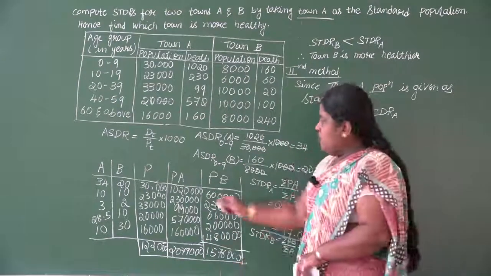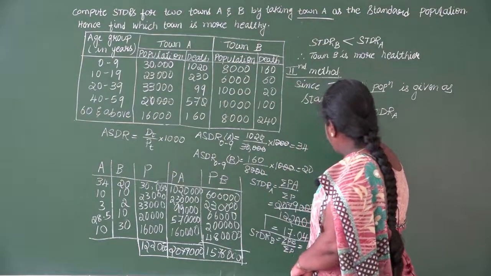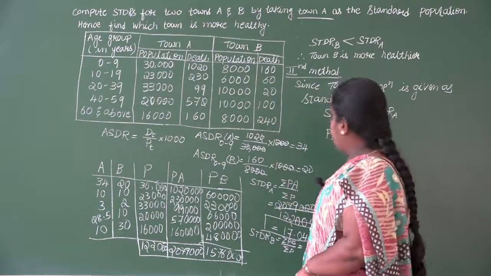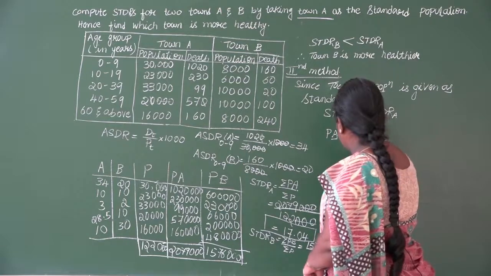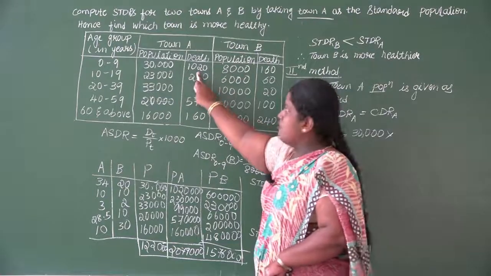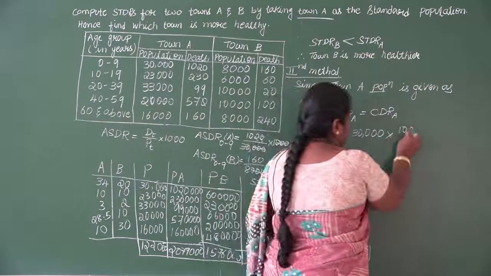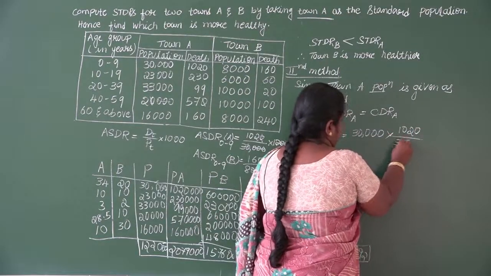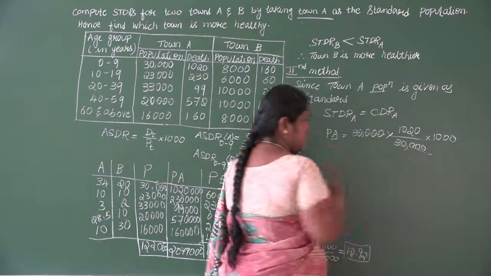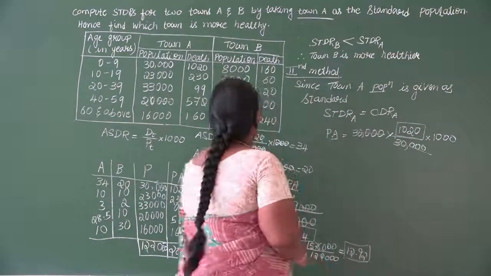So you can check here in the PA values. How do you calculate PA? If you take the first problem, so first population, P value is 30,000 into the A value we calculated, 1020 into 30,000 into 1000. So when you write that, it is 1020 divided by 30,000 into 1000. So here 30,000 and 30,000 will get cancelled. What is this 1020? It is the death value.